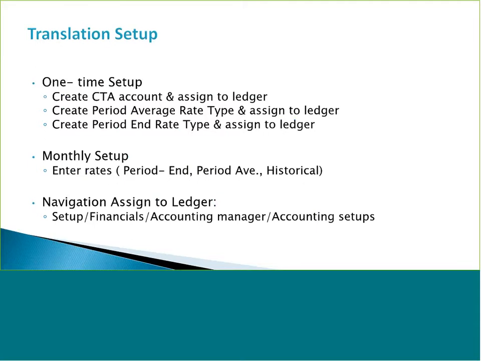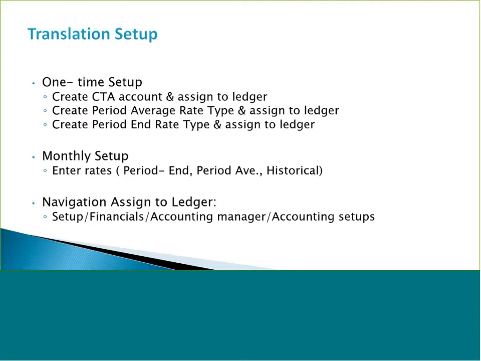Now, in order to carry out translation, there are a couple of things that we need to do, and we are going to split up these things into two groups. The first group is the things that we need to do as a one-time setup, and the second group is what we need to do every period, or the monthly setup, if the period that we're using is the month.